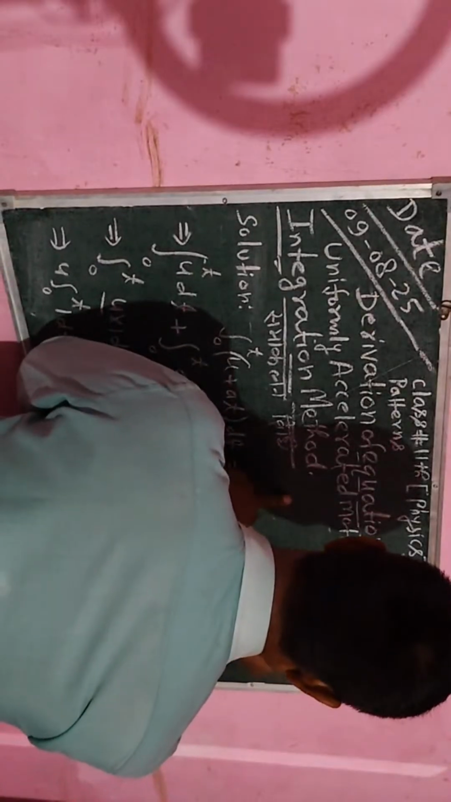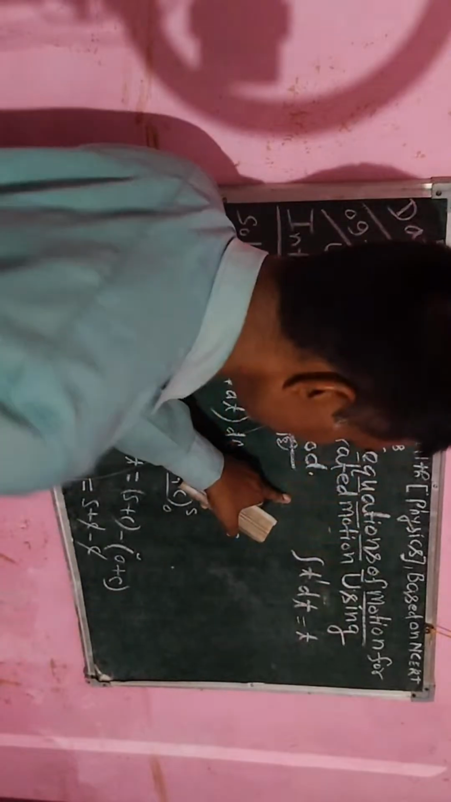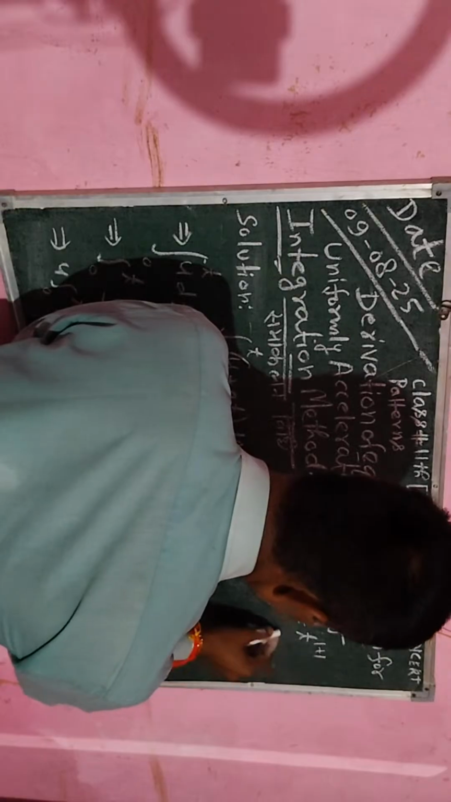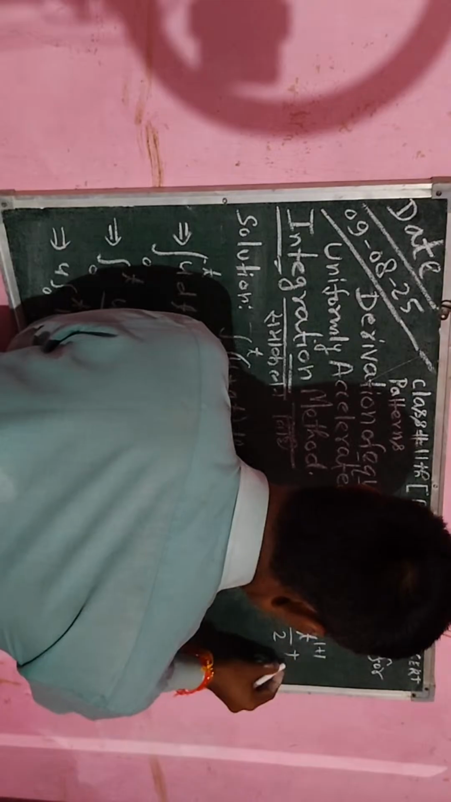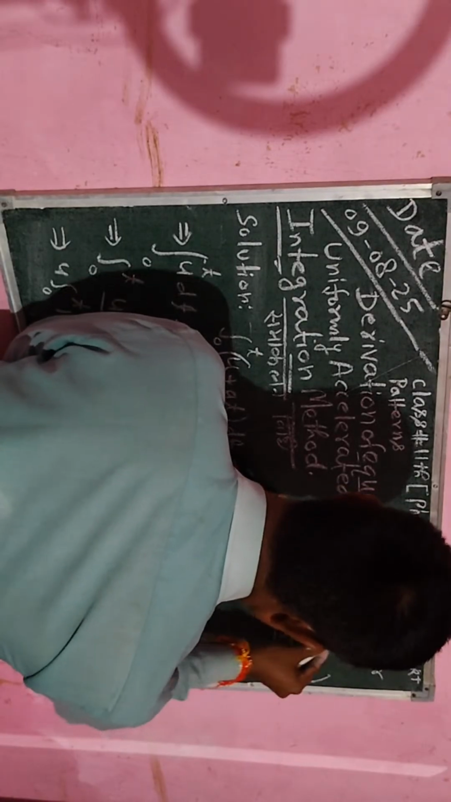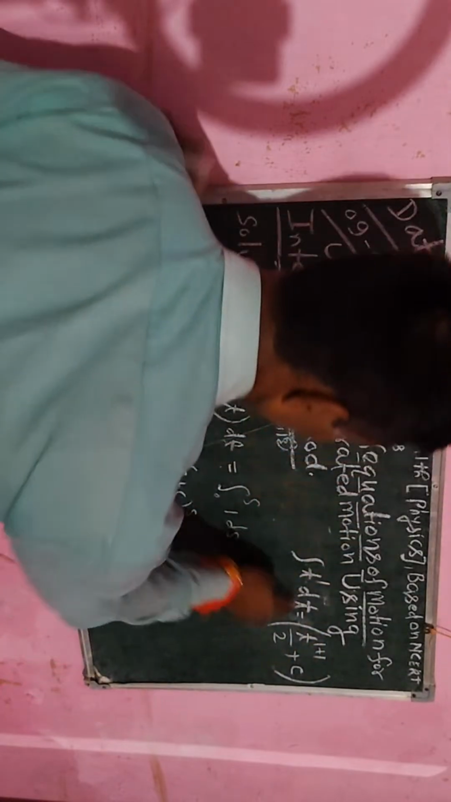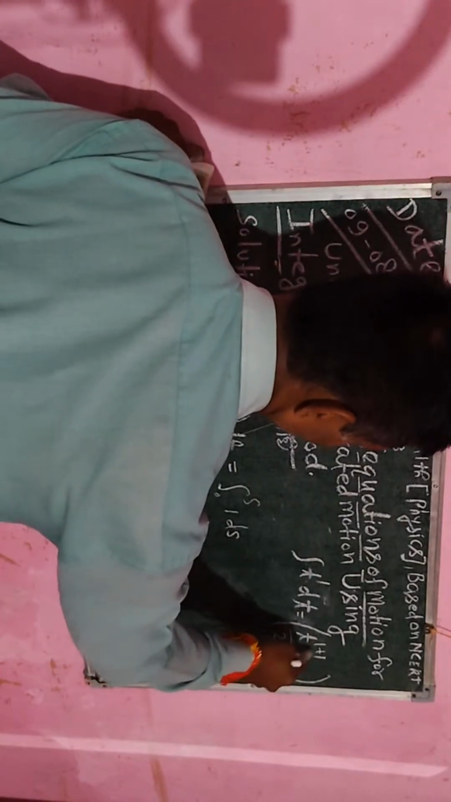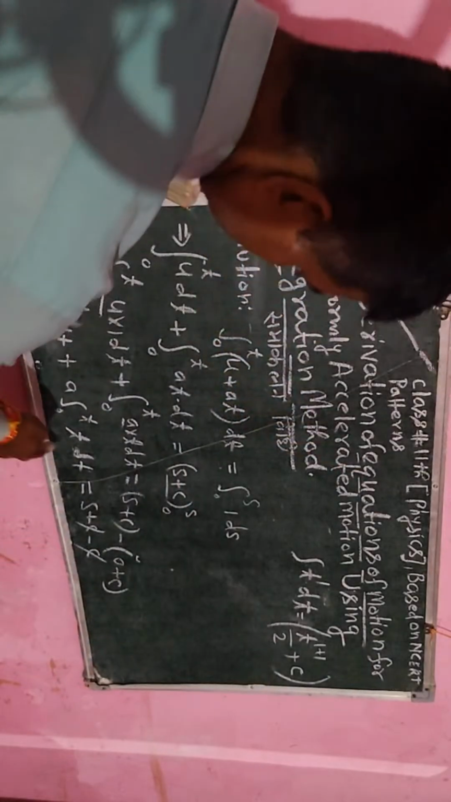I will put there t, because t has power 1. T has power 1, so I will put there t plus 1, because here I am doing integration one time, so 1 plus 1 will be 2. When I integrate, I will add 1 constant value. So the integration of t into dt will be t to the power 1 plus 1, divided by 1 plus 1, that will be 2. I will divide by 2. So that concept I will use here.